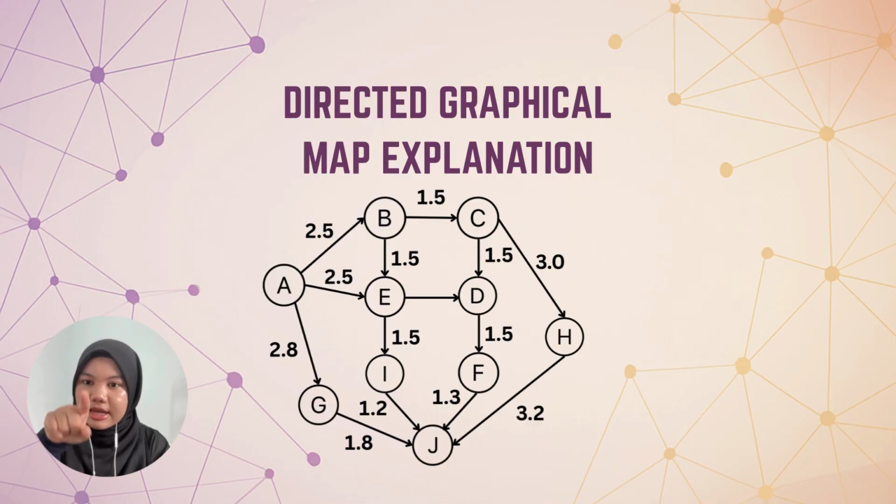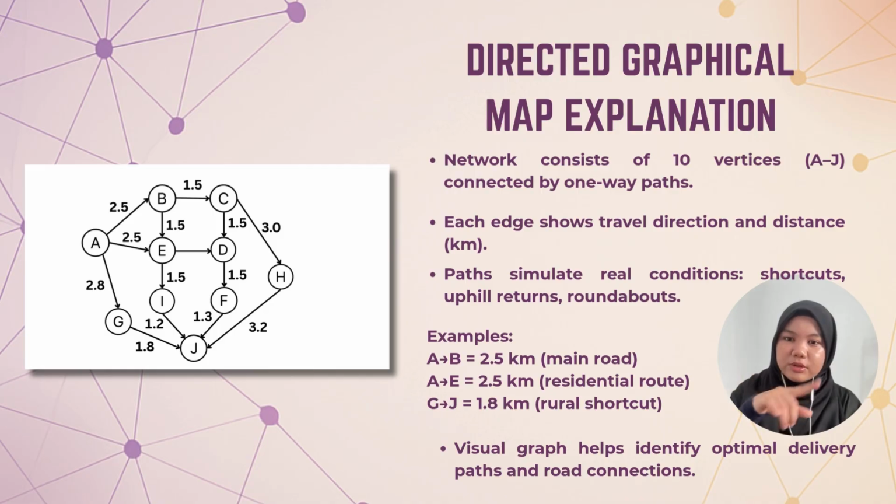So A to B is 2.5 kilometers, A to E is 2.5 kilometers, which is the main road, and G to J is 1.8 kilometers. By modeling the system this way, we can clearly visualize and analyze every possible delivery route before choosing the most efficient one. So this is the visual graph, which helps identify optimal delivery paths and road connections.